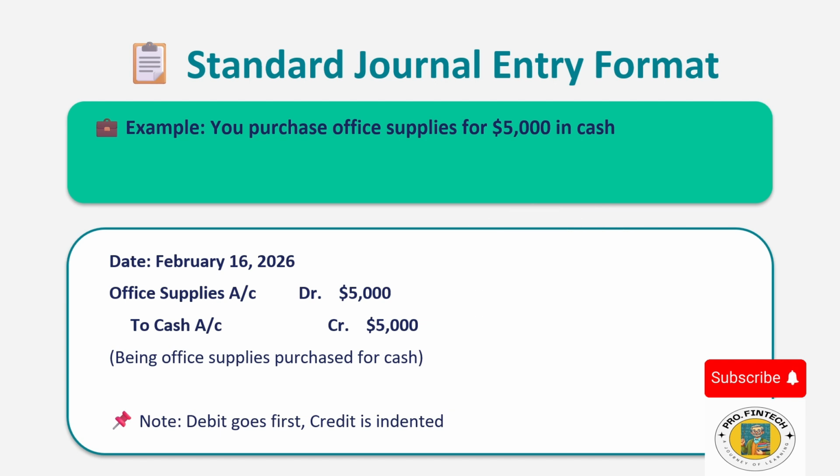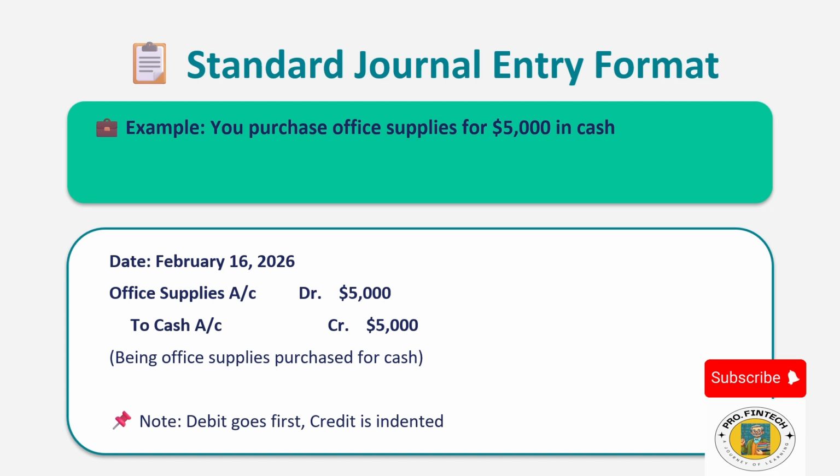First, we write the date, February 16, 2026. Next, we write office supplies account debit. That means debit $5,000. Then on the next line, slightly indented, we write to cash account credit. That means credit $5,000. And finally, in parentheses, we write the narration: office supplies purchased for cash.